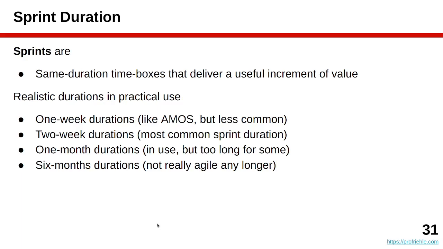In terms of duration, it's usually 1 to 4 weeks. And in AMOS, because it fits how projects work at a university, we do 1 week sprints. In industry, probably 2 week sprints are more common. You can also do 4 week sprints, though after that it's getting too lengthy. And if you do 6 month sprints, then you're not really agile.